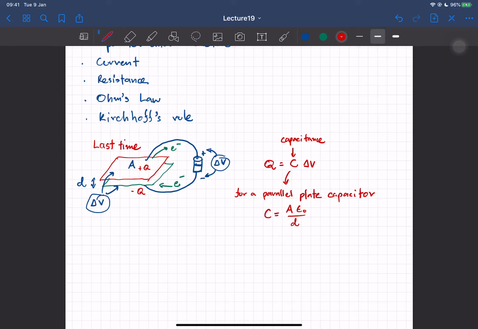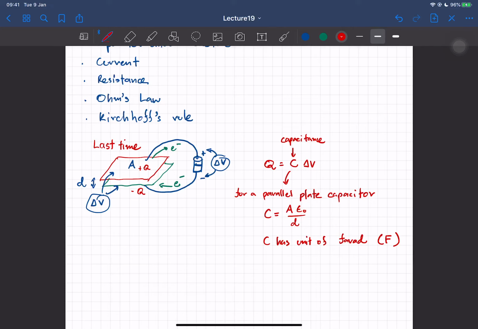Okay, and C has a unit of farad, which we call F, after Michael Faraday. Most of the time, the capacitance that you're going to encounter in an electrical circuit is going to be way less than 1 farad. So you're going to have microfarad, nanofarad, picofarad, or something like that.